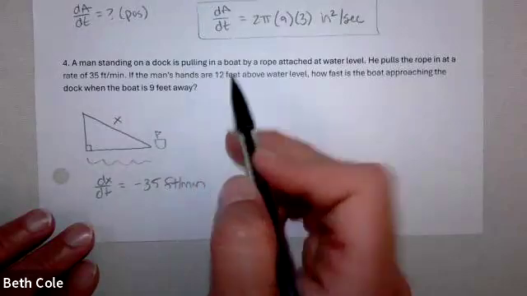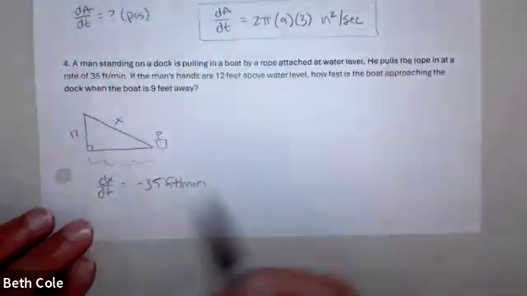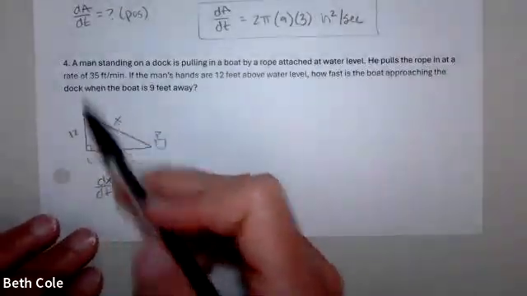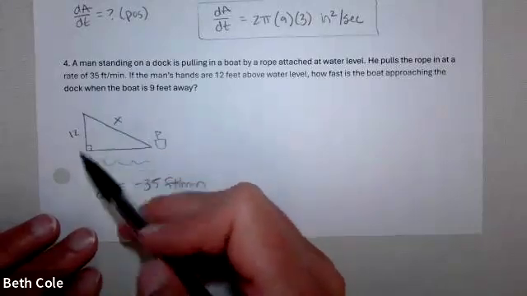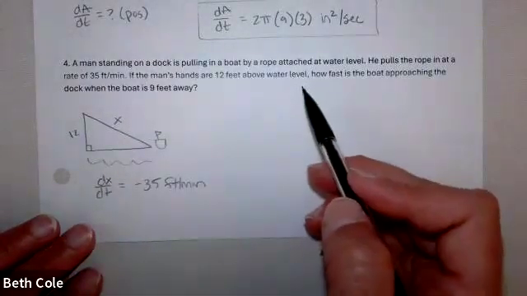The man's hands are 12 feet above water level. That's constant. The dock is not growing or shrinking, and he's not like jumping up and down or anything. So that's a constant 12 feet above water level.